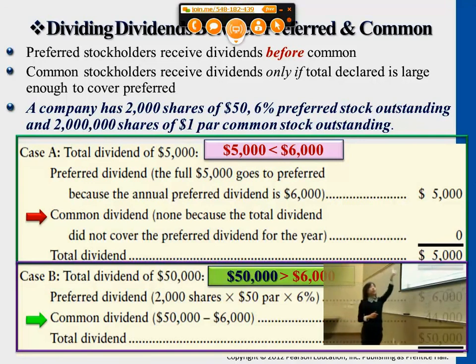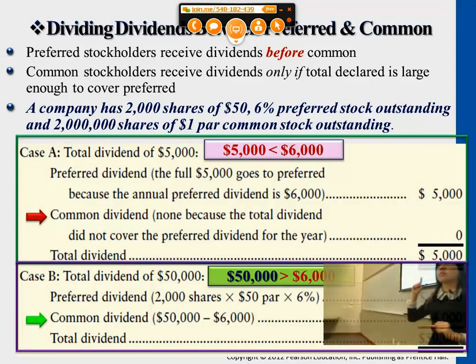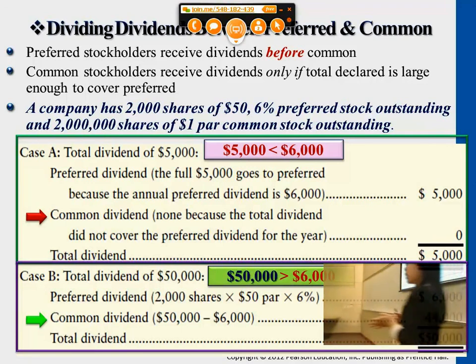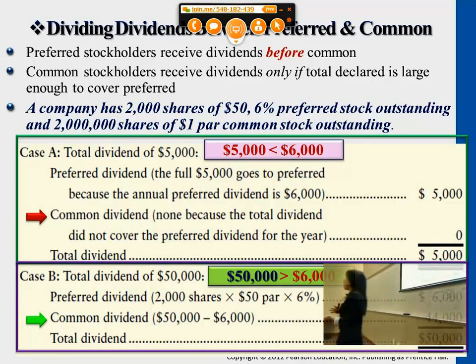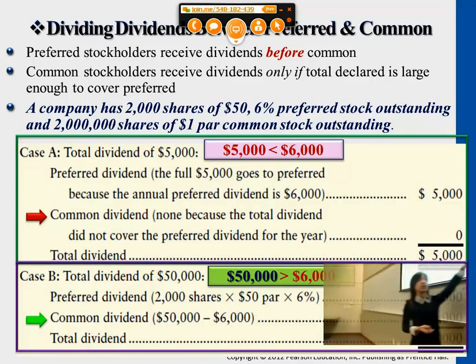So in the first case here, $5,000, we first calculate the part that preferred shareholders are receiving. Assuming, again, 2,000 shares of preferred stock, each share is $50, and let's say the dividend rate is 6%. You use 2,000 times 50 times 6%, and that gives you $6,000, the total amount that preferred shareholders can receive. But in this case, the company is declaring only $5,000, which is even less than the total benefit preferred shareholders could receive, so all of that $5,000 goes to preferred shareholders and common shareholders get $0.